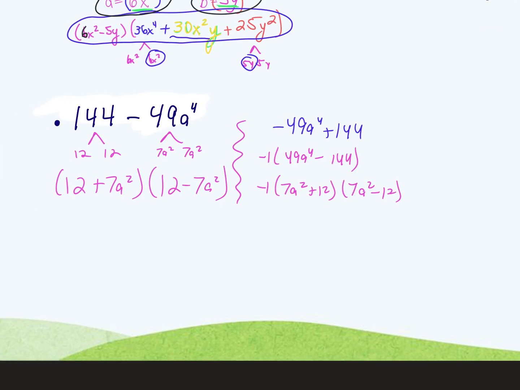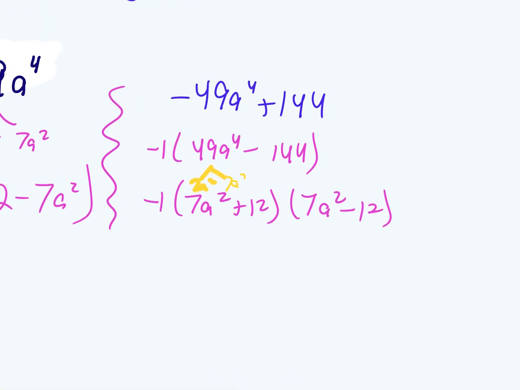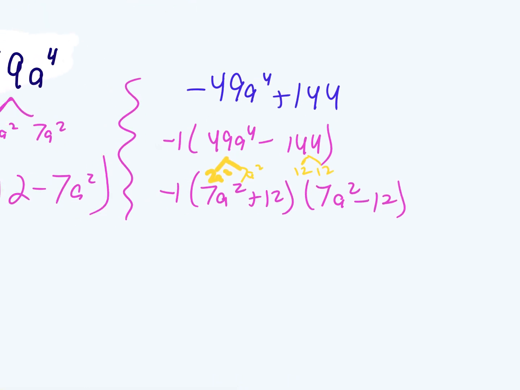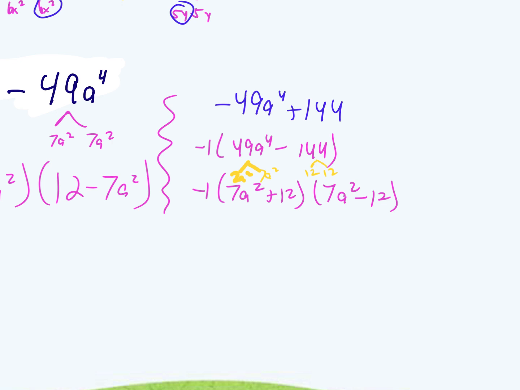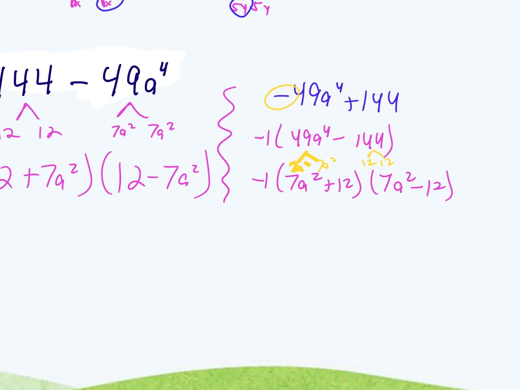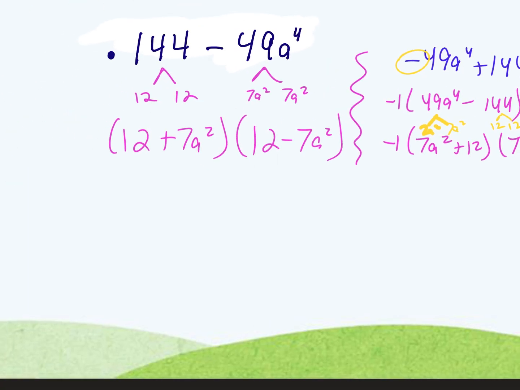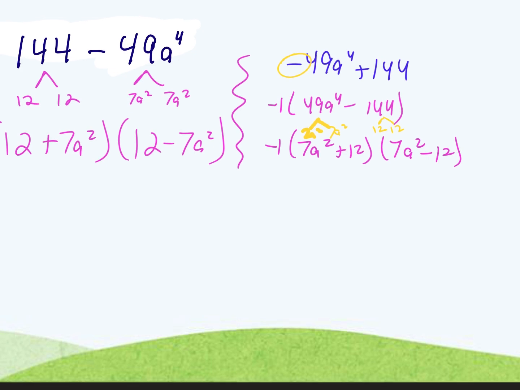It is the same thing. I switched them. So when I switched, this is 7a squared, and this is 12 and 12. When I switched them, I had to then factor out the -1, but it's still the same terms, 7a squared and 12, and you're adding one of them and subtracting the other one.